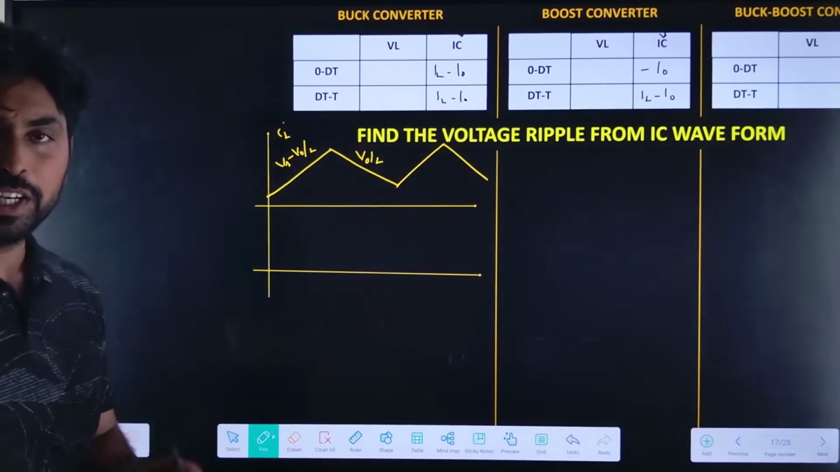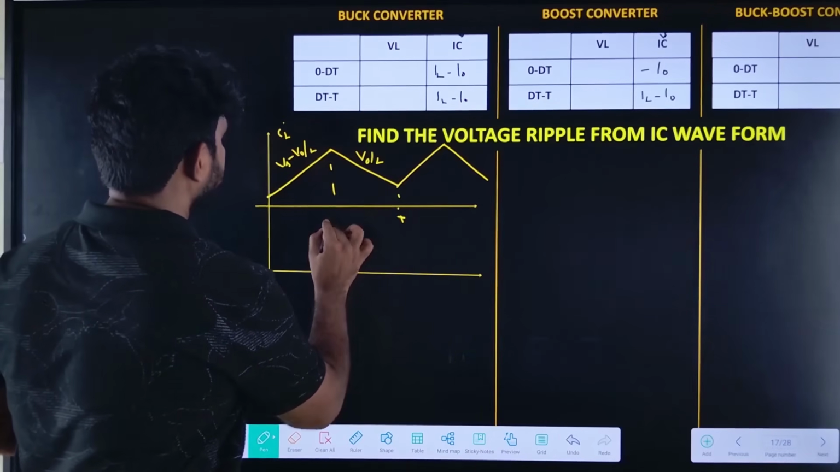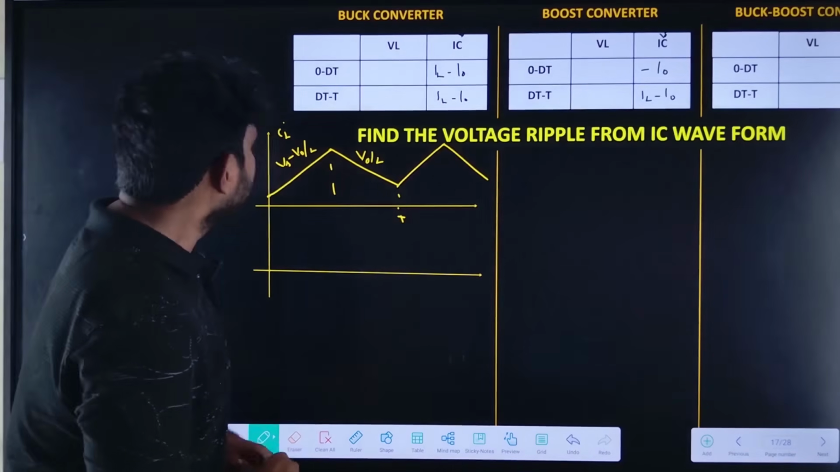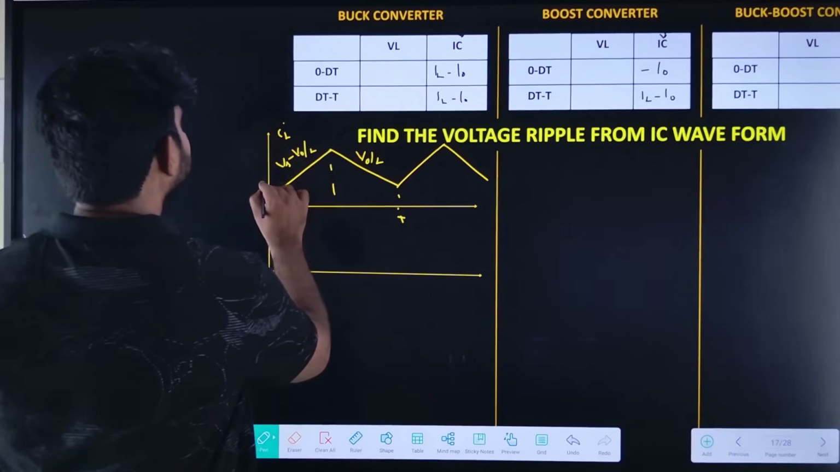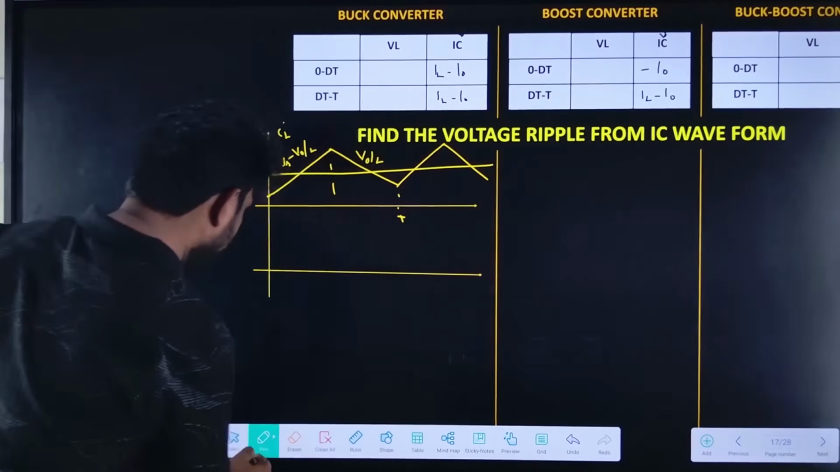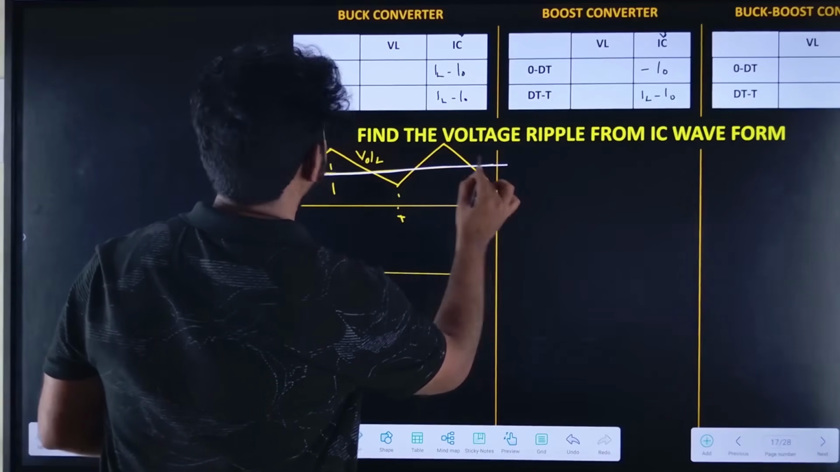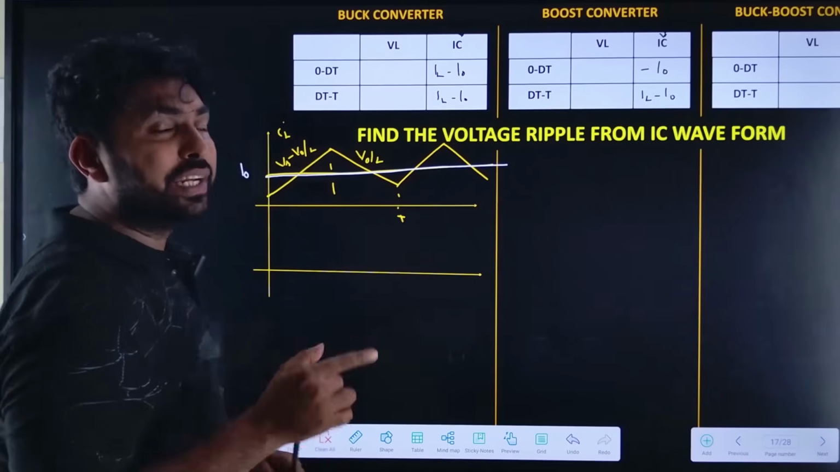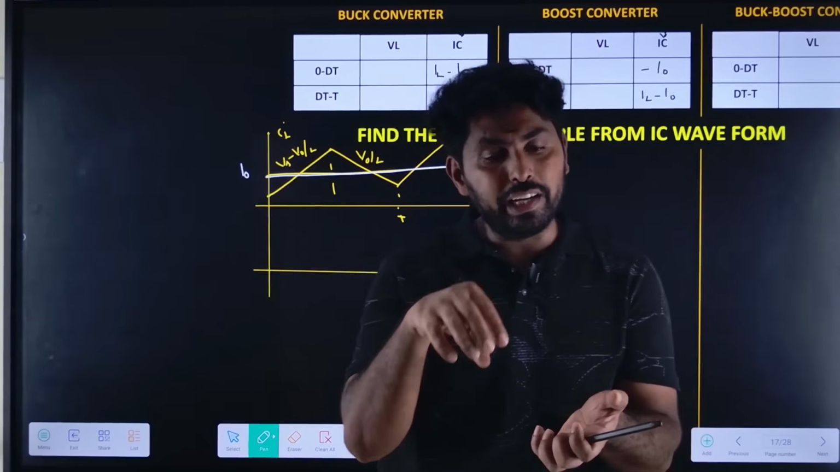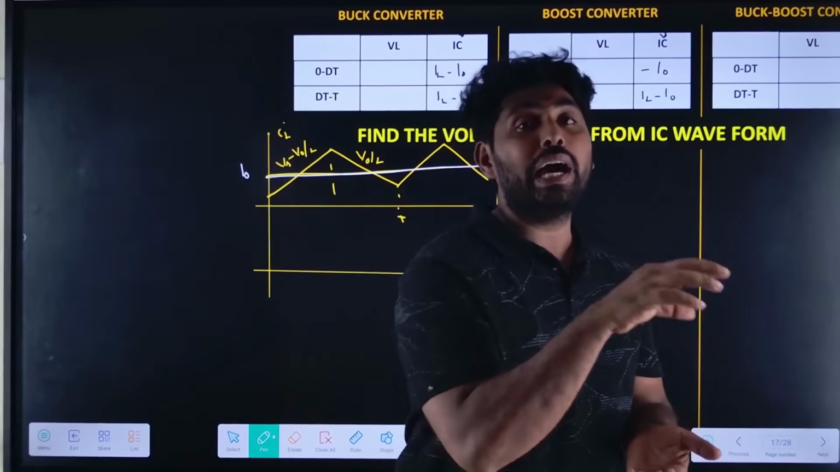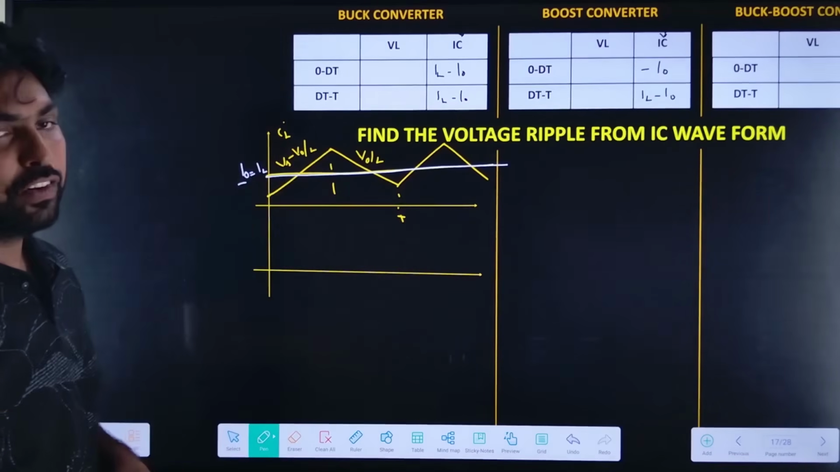So this is the IL waveform that we already drew. Up to here the period will be T, and the total period will be T. Now we need to take the I naught value from this. Let me represent I naught with a different color so that you can understand. So I naught will be like this. In the case of the buck converter, we derived at the start that the average value of IL equals the average value of I naught, so IL equal to I naught.